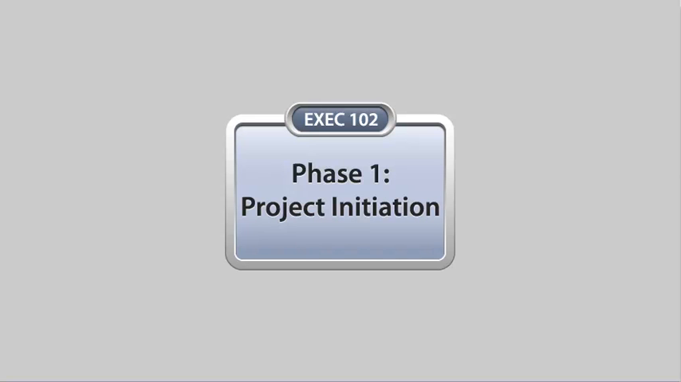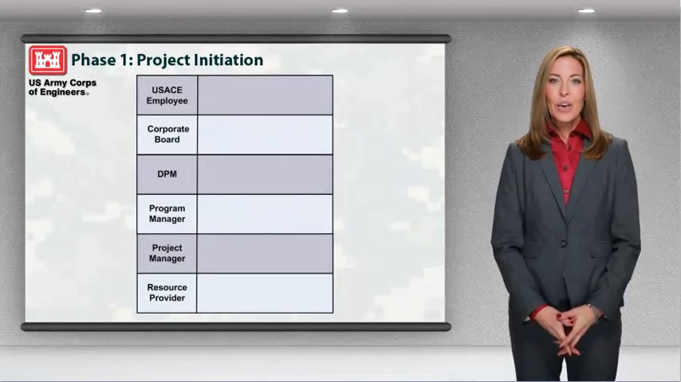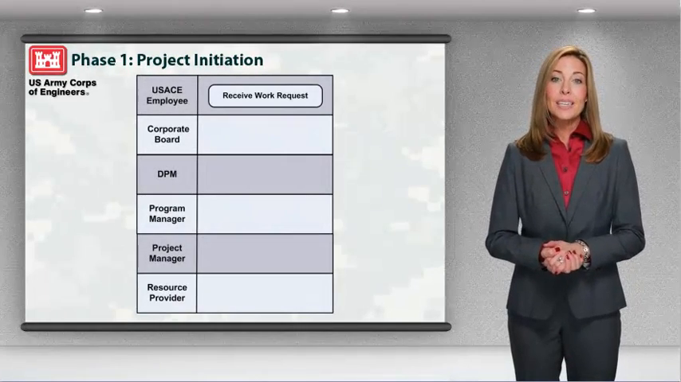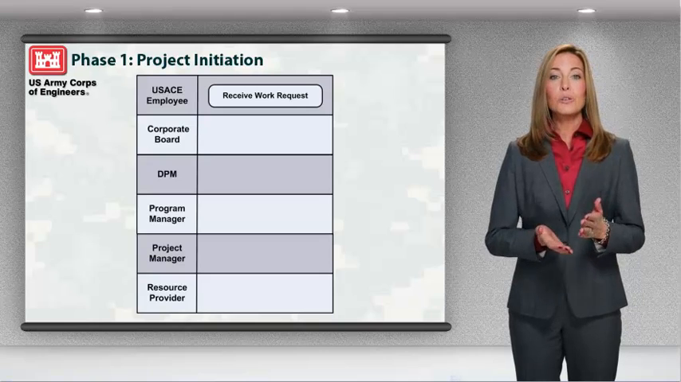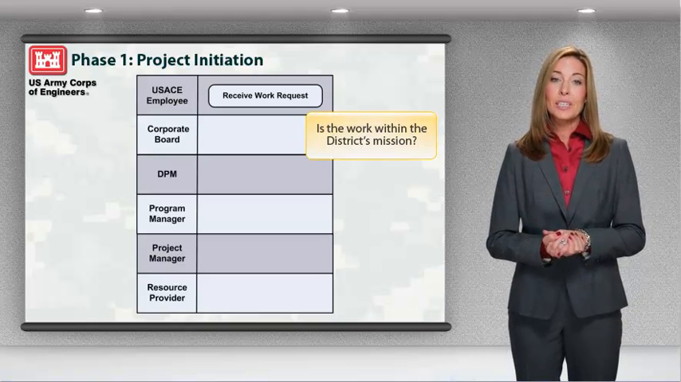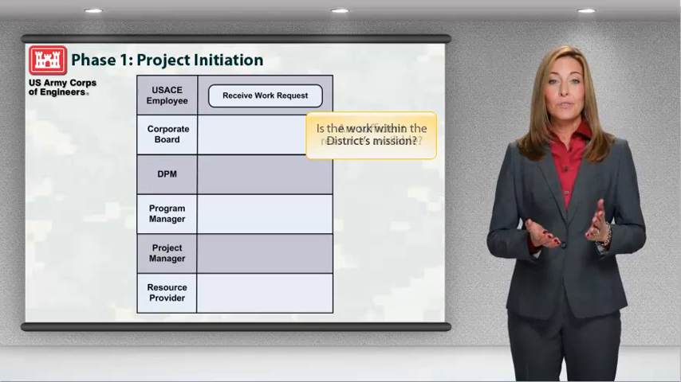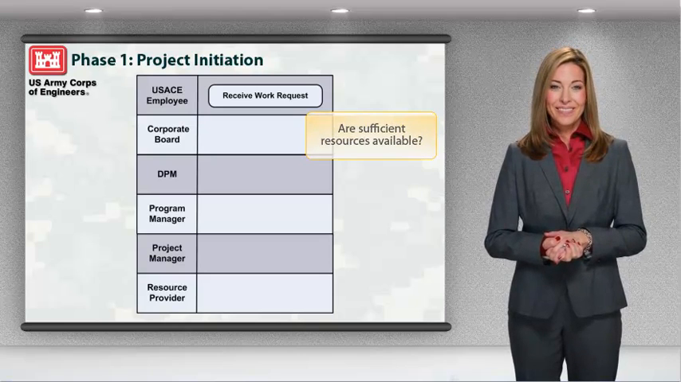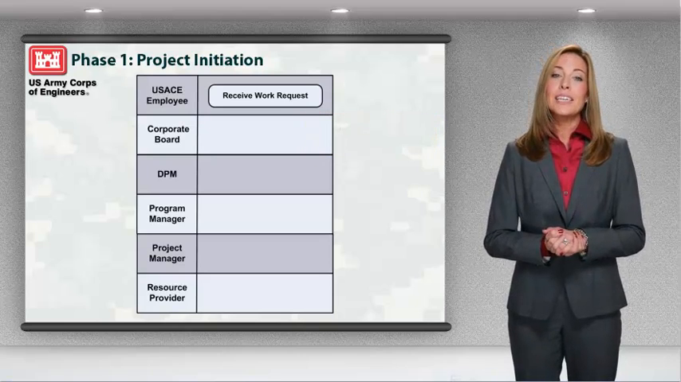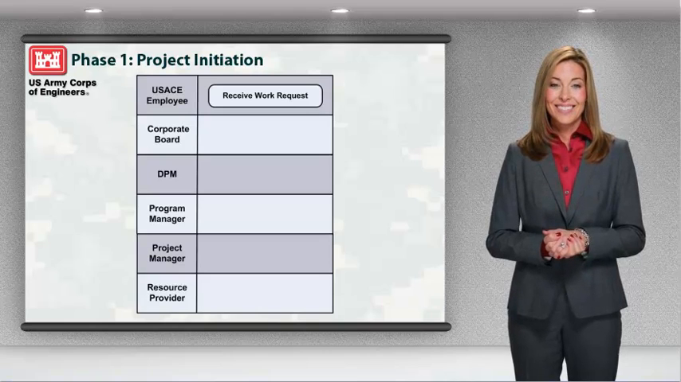Phase 1. Project initiation. When an existing or a new customer requests assistance from the Corps, the district will review the request to determine if the work is within the district's mission and that sufficient resources are available. If approved, the project initiation phase begins.